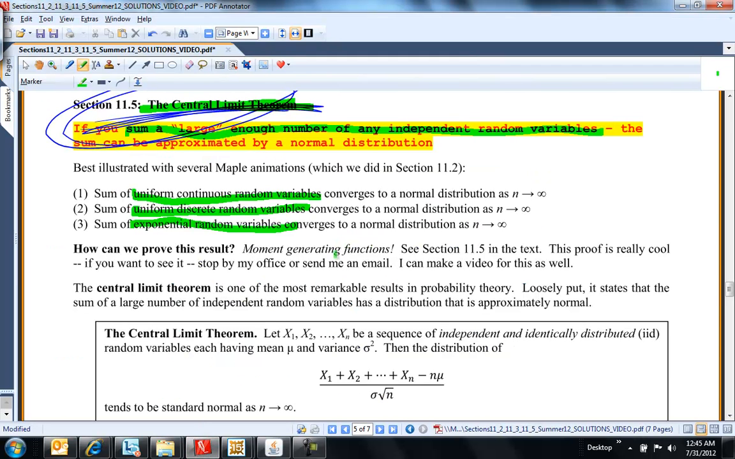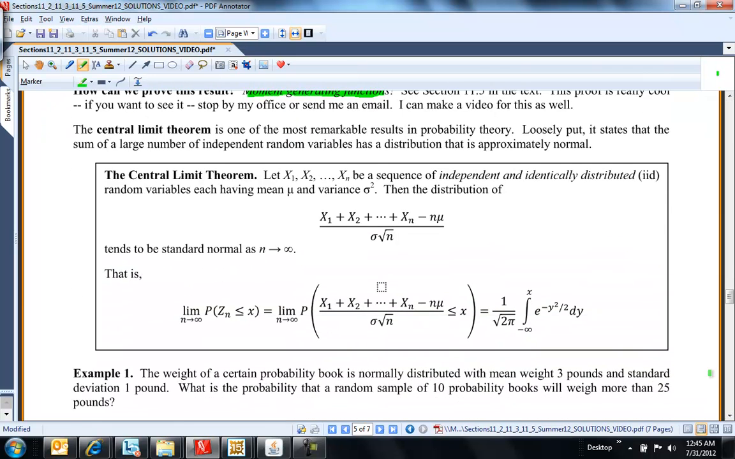How can we prove this, that a large enough sum of any random variable is normal? We just use moment generating functions. It's really nice. It's in the text, and I can email you, talk through it if you want to see it as well. Let's go down. It really is probably one of the most important results in probability and in statistics.